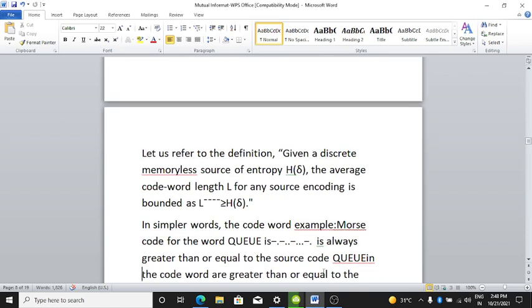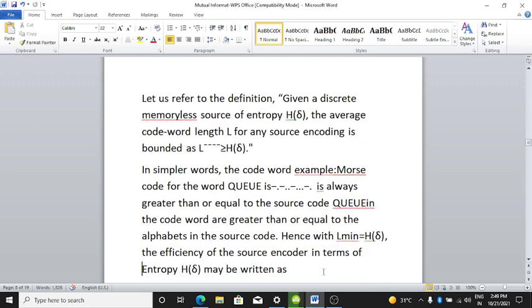Given a discrete memoryless source of entropy H of eta, the average code word length L' for any source encoding is bounded as L' greater than or equal to H of eta. In simpler words, the code word, for example Morse code for the word QUEUE, dash dot dash double dot dash triple dot dash dot, is always greater than or equal to the source code QUEUE; the alphabets in the code word are greater than or equal to the alphabets in the source code.